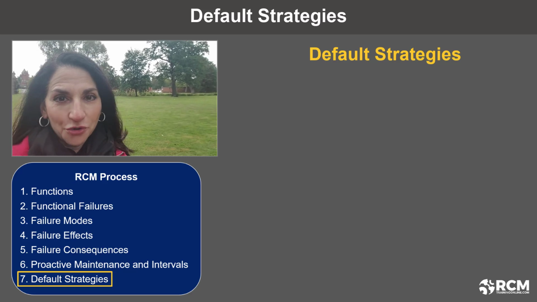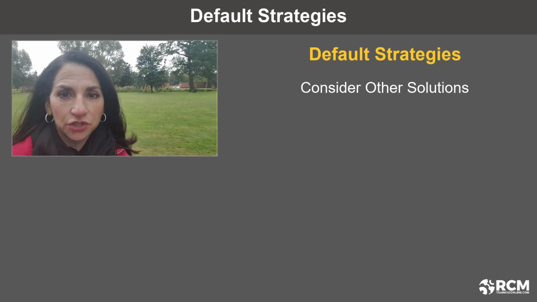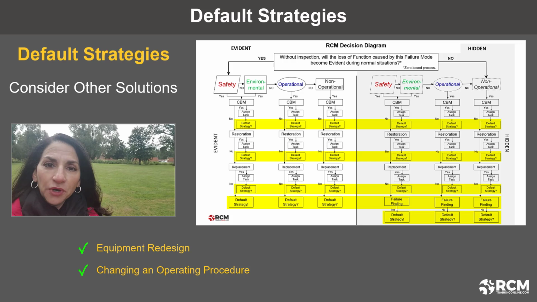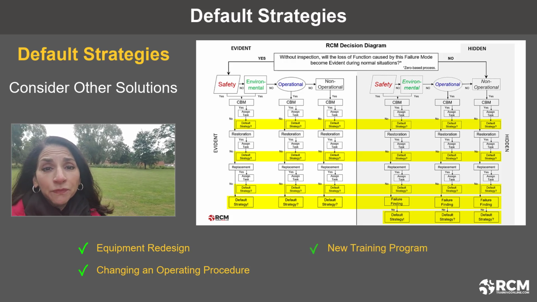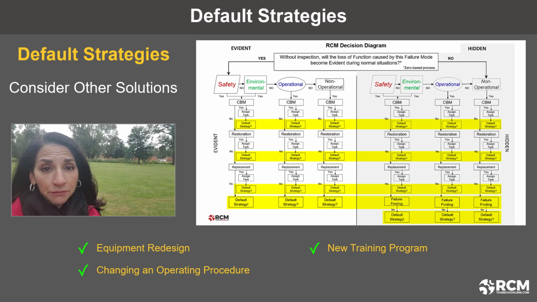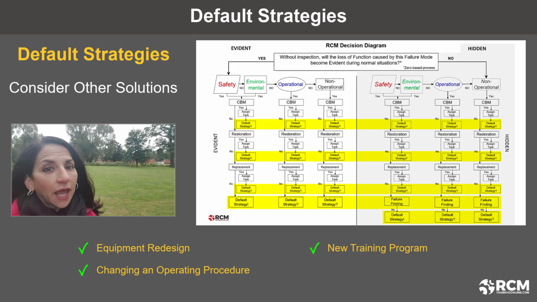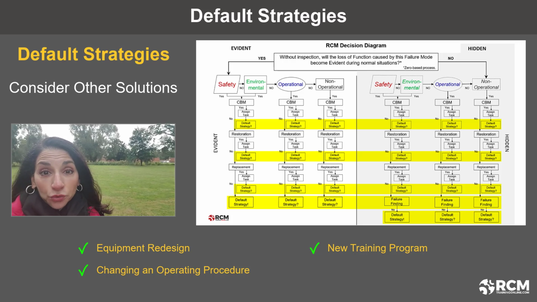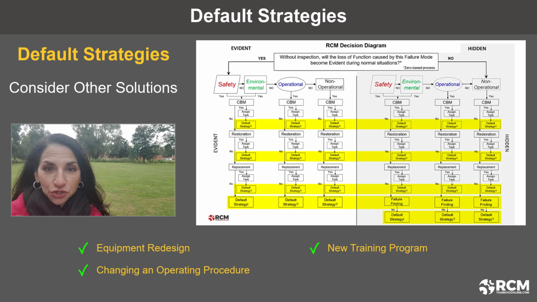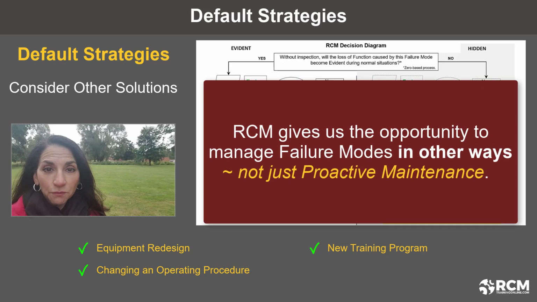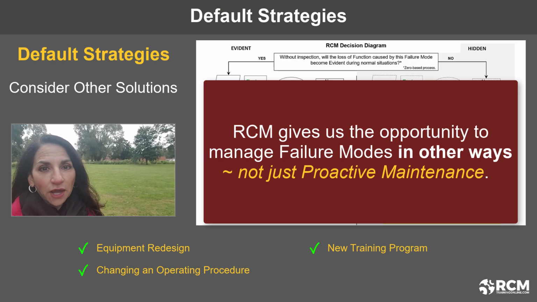But it also allows us to consider other solutions, things like maybe an equipment redesign or changing an operating procedure or making a new training program. Because when you think about it, there are a lot of elements that influence our equipment. And it's not just maintenance, it's all of those other things that I mentioned. And it includes things like operating environment and operational tempo and our operating procedures and our training procedures. So RCM gives us the opportunity to manage failure modes in other ways, not just proactive maintenance.